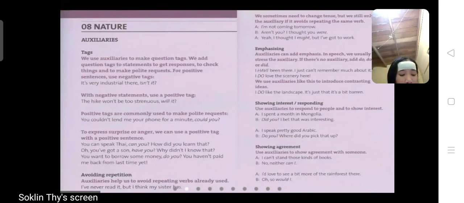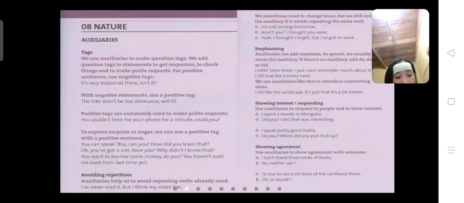And to express surprise or anger, we can use a positive tag with a positive sentence. Example: you can speak Thai, can you? How did you learn that? Oh, you have got a son, have you? Why didn't I know that? You want to borrow some money, do you? You haven't paid me back from last time yet.